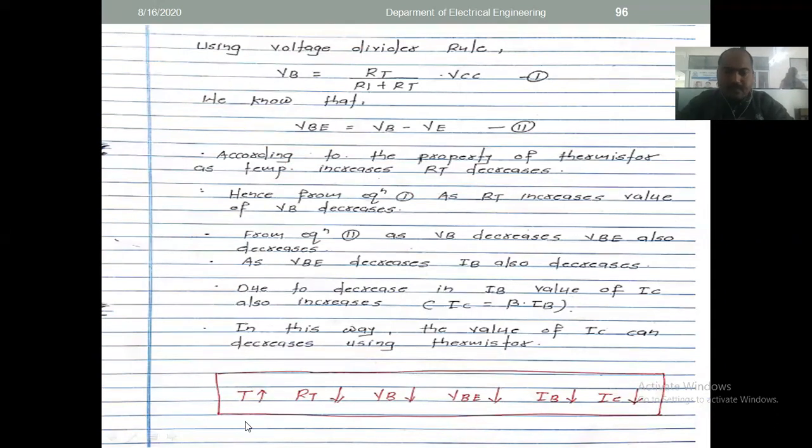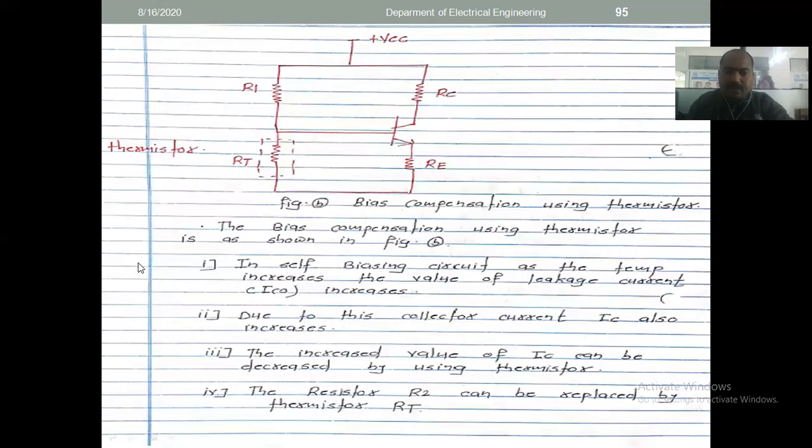See here, with respect to this circuit, whatever the effect of your thermistor, which increases or decreases the temperature of this particular circuit, and whatever the effect of it is applied here. The important thing is that the collector current should not increase, this is the important factor. For that, what should we do, that is what we are seeing.